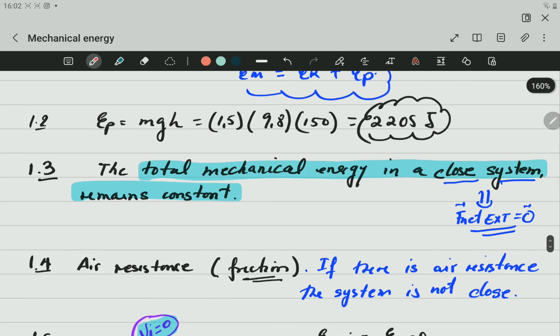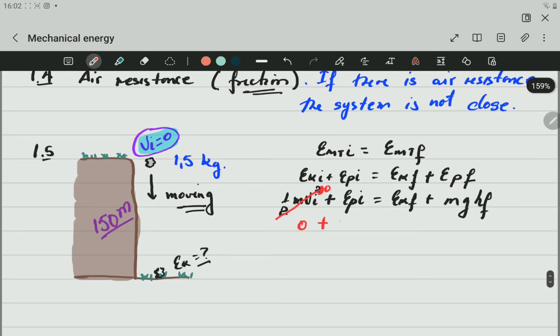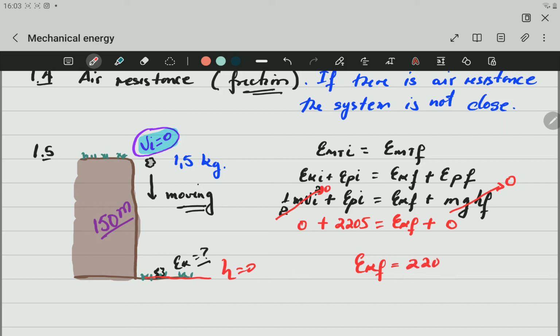It was calculated as 2205 joules, which is equal to the kinetic energy final. That is what they're looking for. Plus, note that the height at the bottom here is equal to 0. There is no height, so all this product is going to be equal to 0. So plus 0. The final answer is that the kinetic energy final is equal to 2205 joules. That is the answer for this specific question.